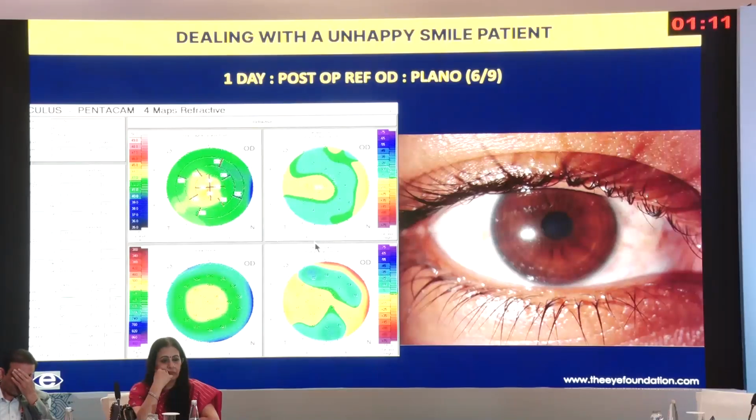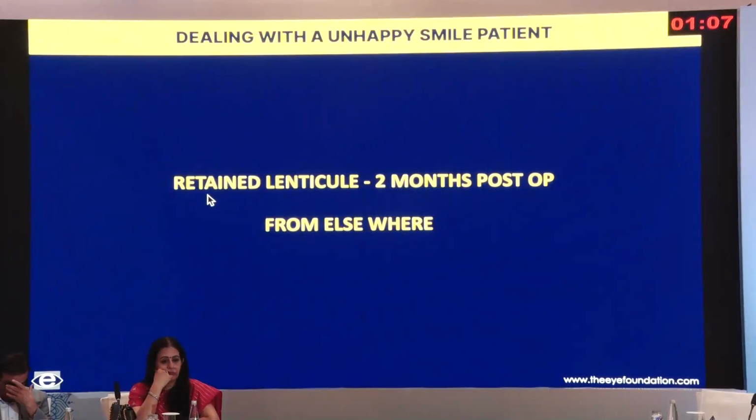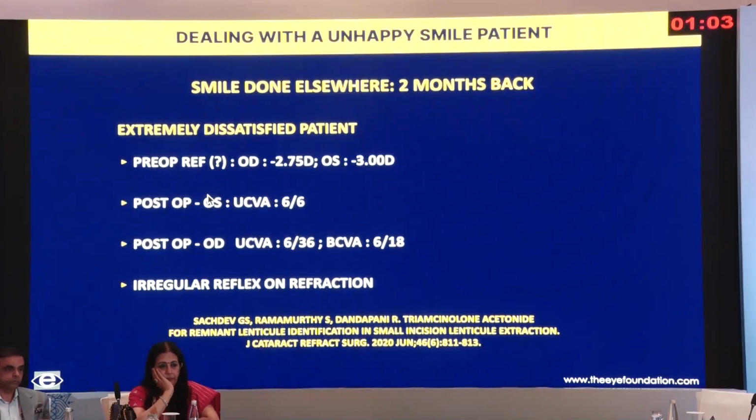And even this settled down over time as we followed up with serial topography. Retained lenticule 2 months post-op from a patient who had been done elsewhere. Basically, this is the history that was available to us, where a simple 2.75 diopters had been corrected. The left eye, the procedure was uneventful, and the vision was 6/6.